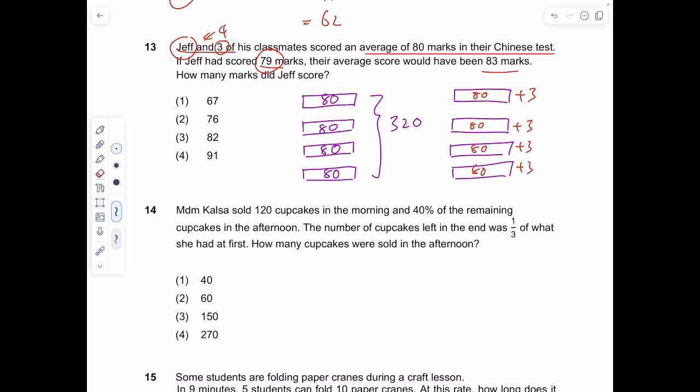So in this case, the only person that changed was actually Jeff, and the total amount added up was 12 marks. So where did these 12 additional marks come from? It must have come from Jeff. So to find how much Jeff actually scored, we need to subtract away the additional 12 that was given, right? And your answer would be 67.